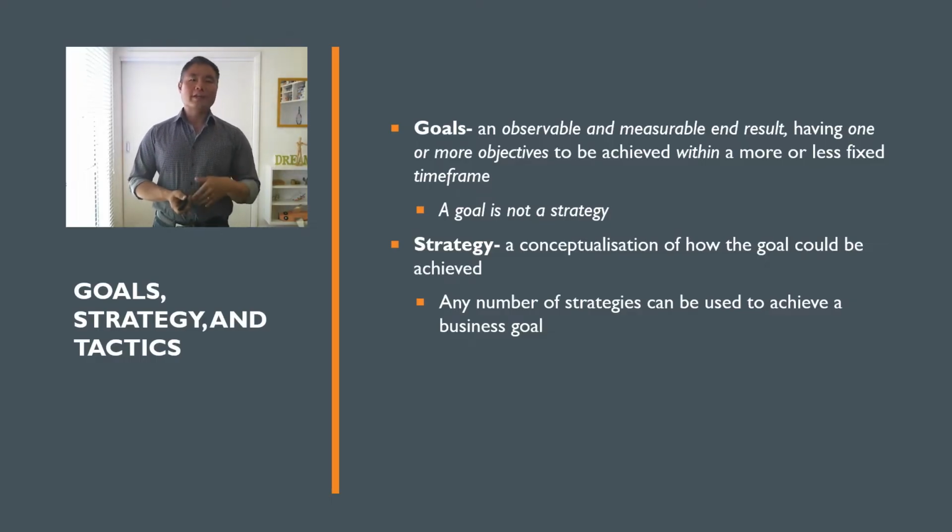So looking now at goals, strategy, and tactics. I mentioned earlier that there's a difference between strategy and tactics, and we'll talk about that in the slide. But let's start off with these goals, because if you recall the diagram that I used in my definition of strategy, that's the center point, right? And so I talk about SMART goals, but other people talk about goals in a more generic sense, so observable, measurable, end result, having one or more objectives to be achieved within a more or less fixed time frame.